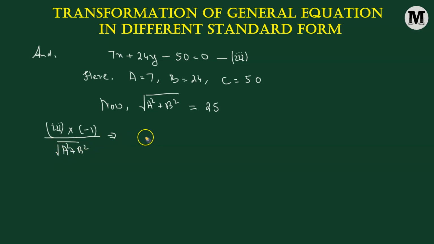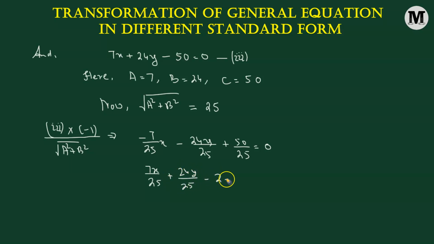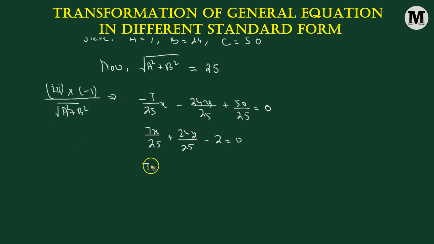That should give us negative 7 over 25 times x. The second term becomes negative 24y over 25. And the third term becomes positive 50 over 25. That's equal to 0. So let's multiply throughout with negative 1. We get 7x over 25 plus 24y over 25 minus 2 equals 0. Or we can simply say that 7x over 25 added to 24y over 25 equals 2.